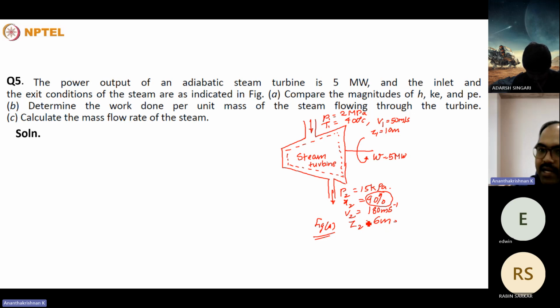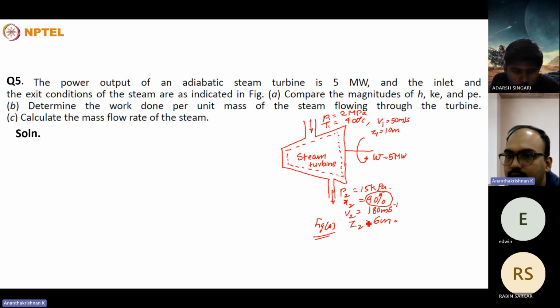We need to calculate basically work done and all the magnitudes of the enthalpy, kinetic energy, potential energy, and the mass flow rate of the steam. We know the total power output from the steam turbines is 5 megawatt. So if we can calculate option B, the work done per unit mass of the steam flowing through the turbine, then based on this 5 megawatt, you can calculate the mass flow rate.